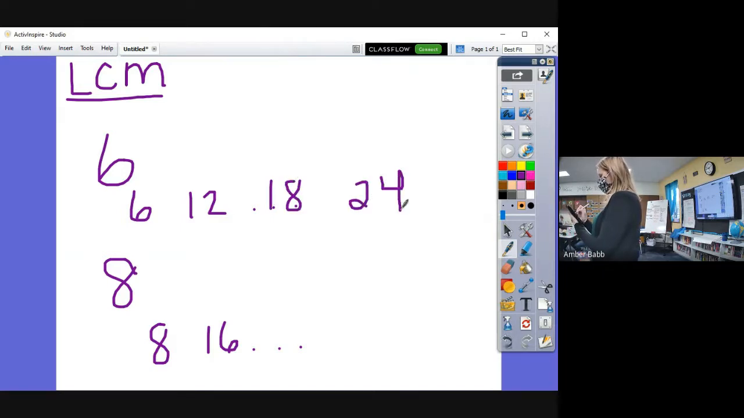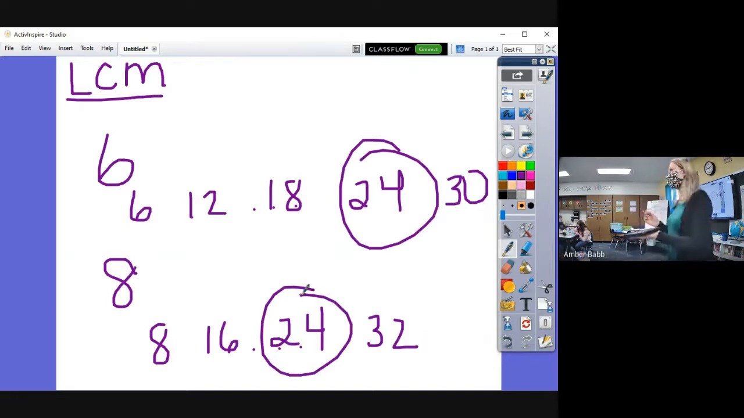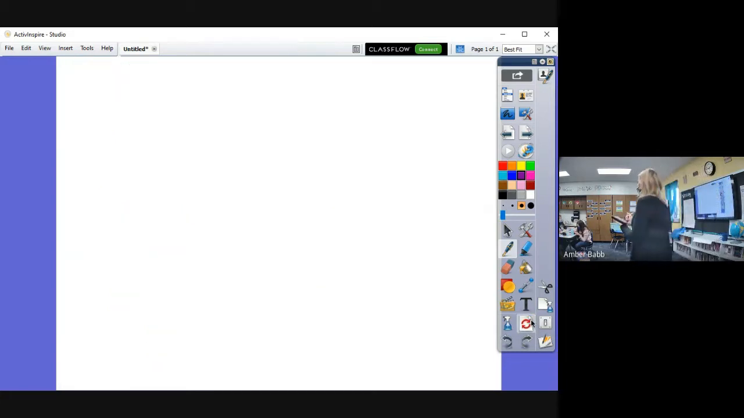All right, so 6, 12, 18, 24, 30. I could keep going. 8, 16, 24, 32. I could stop, can't I? 24. Good job. I think almost everybody got it. I don't think anybody didn't get it, except the observer that didn't give me an answer. I thought we had to do 2 like on my worksheet. That's okay.